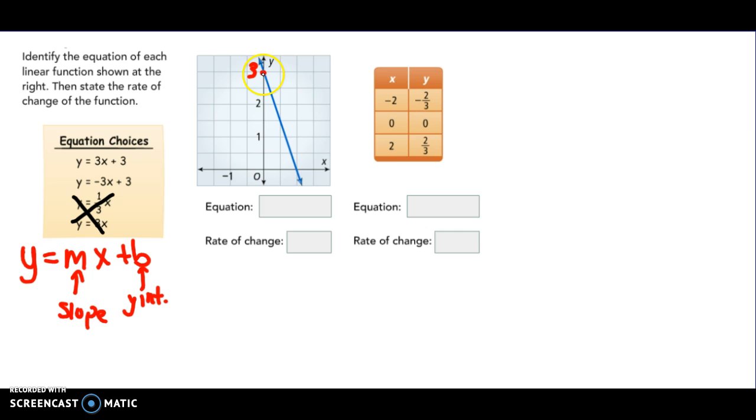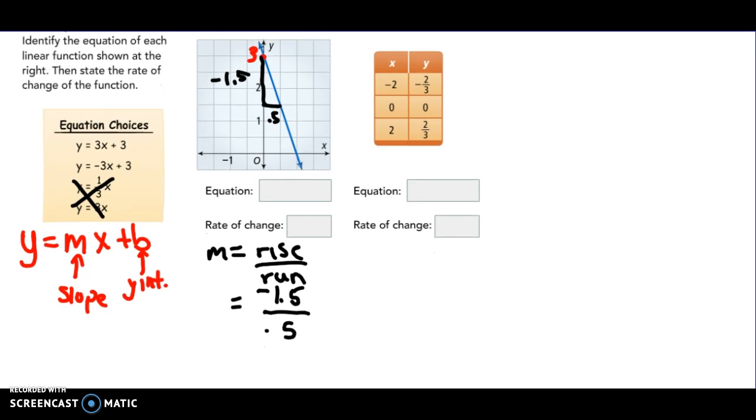So if we do our rise over run, if we go down, how many units would this be? 1.5, and go over 0.5, we have our rise over run, which would be negative 1.5, sorry, I forgot to put the negative there, over 0.5. Well, when you divide these, negative 1.5 divided by 0.5 gives us a value of negative 3. Therefore, if our b value is 3 and our m value is negative 3, our equation would read y equals negative 3x plus 3.